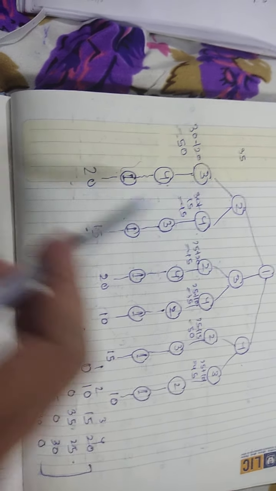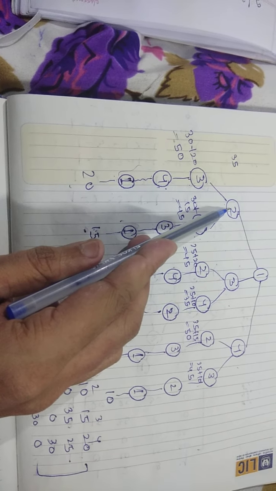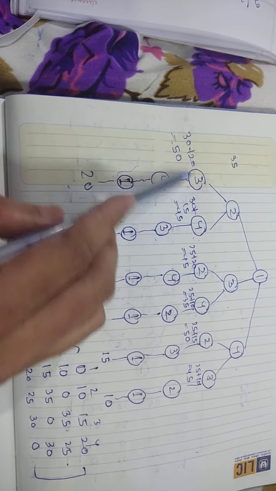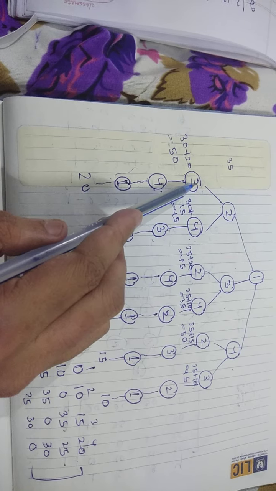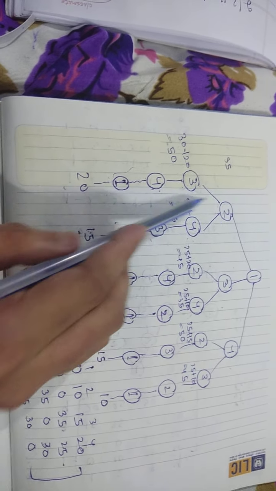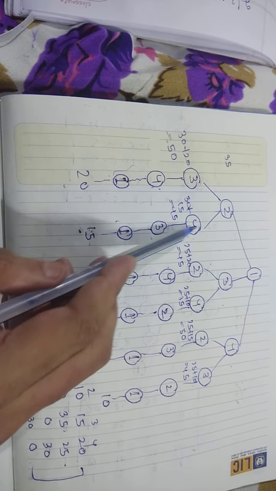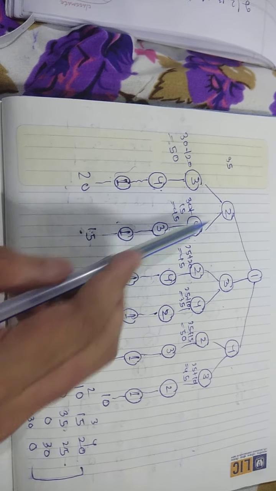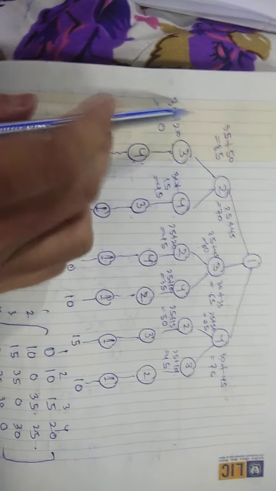Okay, so next what happened? We have to calculate the cost here. That means up to this, what is the cost here? 50, and 2 to 3, what is the cost? Here we calculate one cost. Another here, we also calculate up to this, what is the cost, and what is the cost of 2 to 4. Here see, you also calculate the cost here.